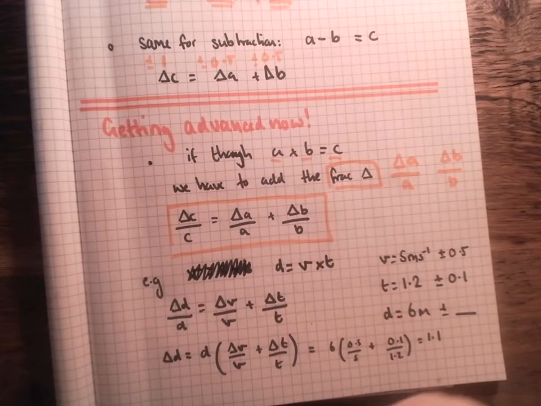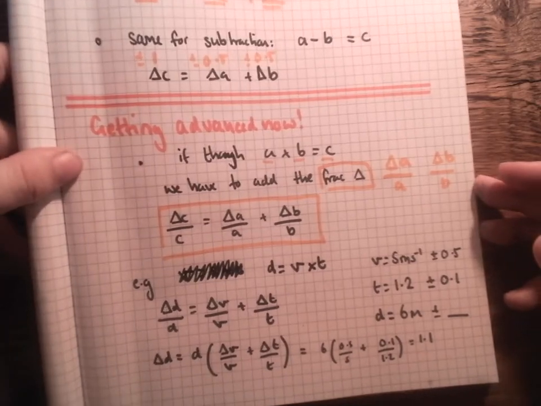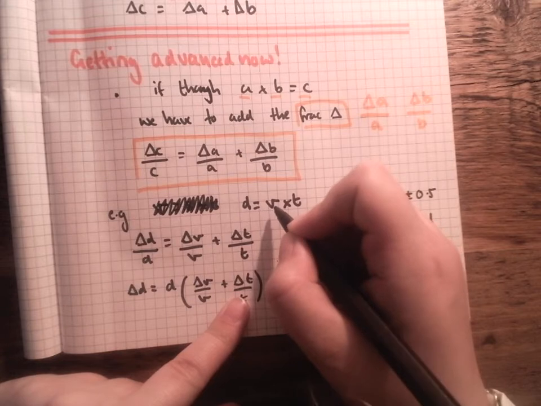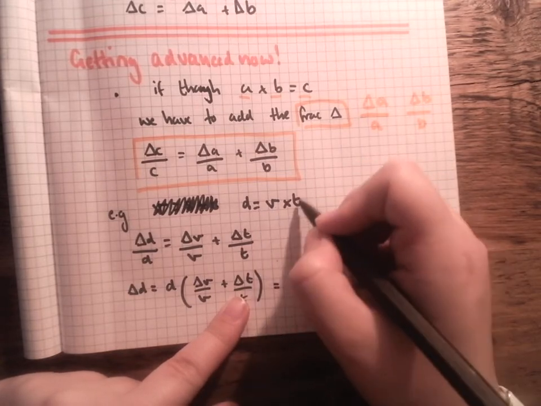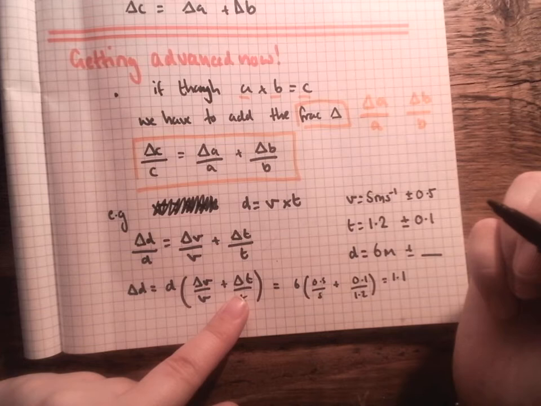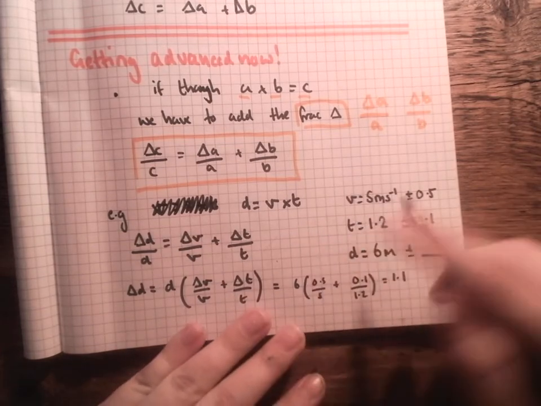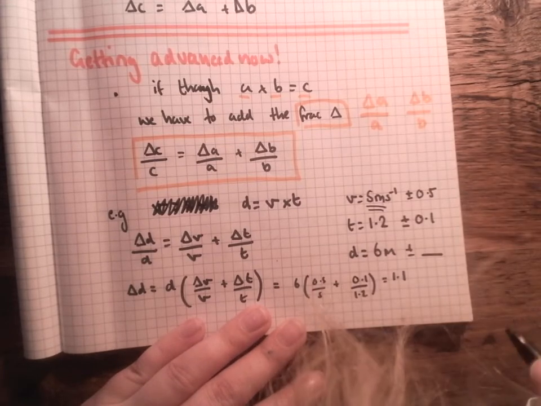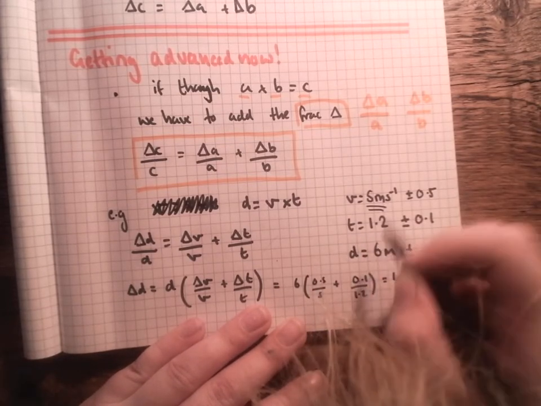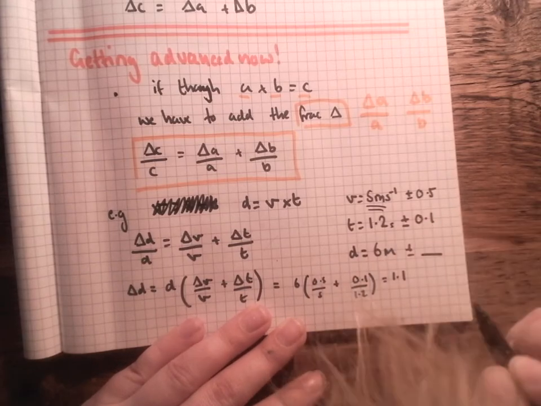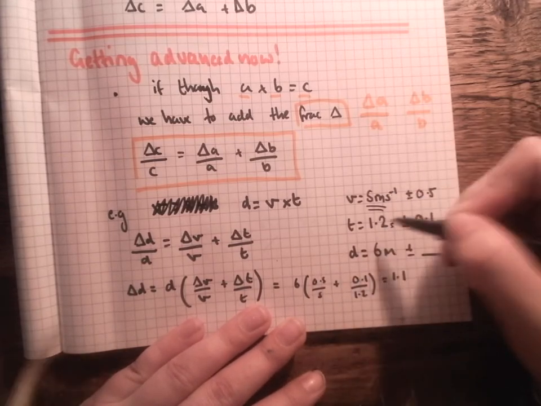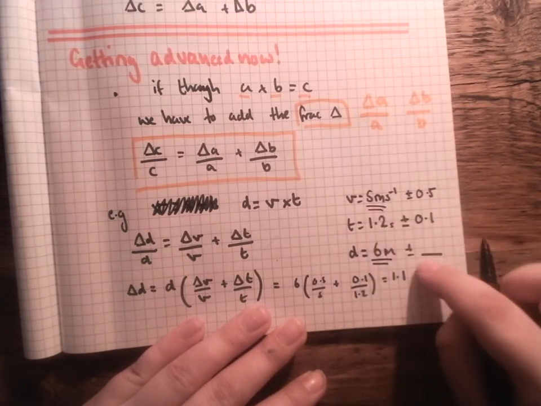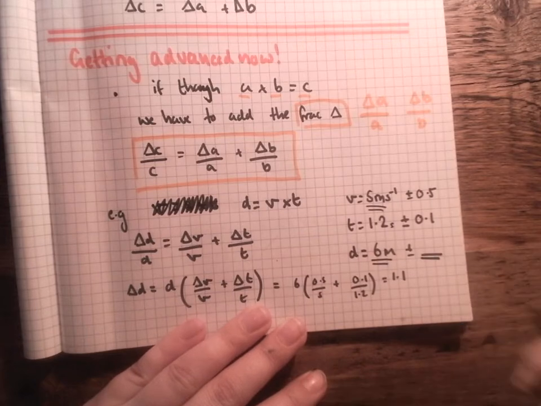So I'm going to do an example underneath just to show you how this would work. Let's say I was trying to work out the distance and I'd measured the speed of my object and I'd measured the time it took for it to move. In this case, the speed is 5 meters per second plus or minus 0.5. My time is 1.2 seconds plus or minus 0.1. Well, if I do speed times time, that gives me 6 meters for D. So I could just times those two together. But I want to now know what the uncertainty is.